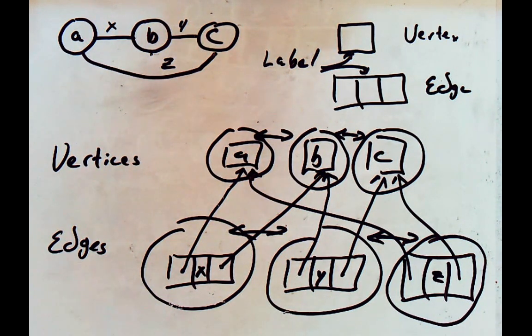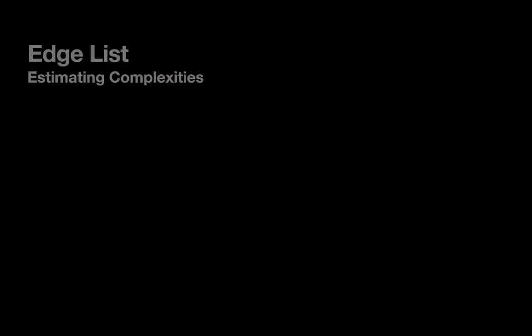Okay, so in both of those cases, we pretty much had to go through the entire edge list to answer either of our two questions. In a small graph like this, that isn't terribly burdensome, but this is an unusually small graph. In practical graphs, this is going to be problematic. So let's think about the estimated complexities for using this graph.